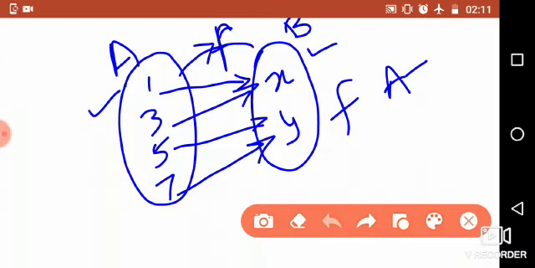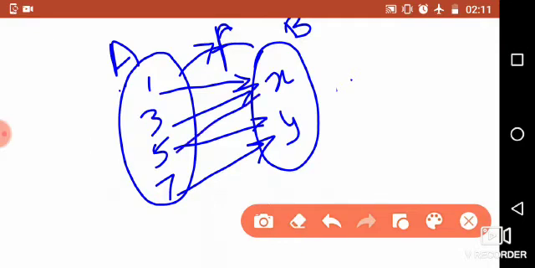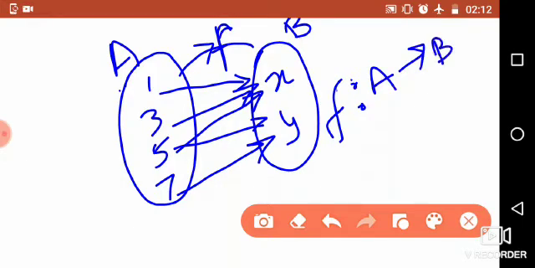Let me check whether the given function is a relation or not. Suppose the element 5 has two images. The image of 1 is X, the image of 3 is X, the image of 5 is also X, and the image of 5 is Y, and also the image of 7 is Y. Is F from A to B a function or not?